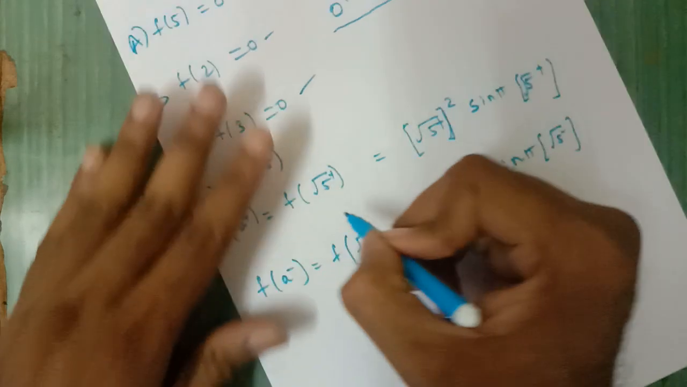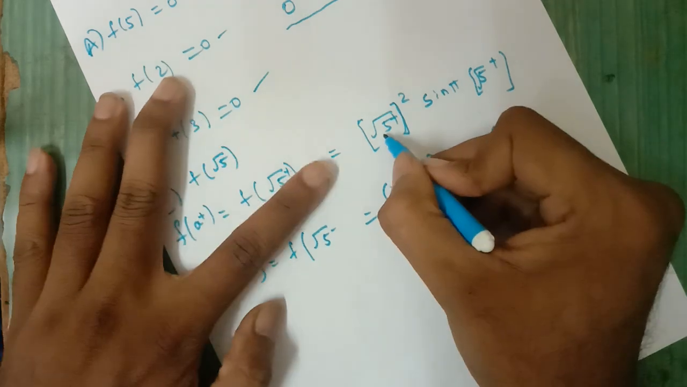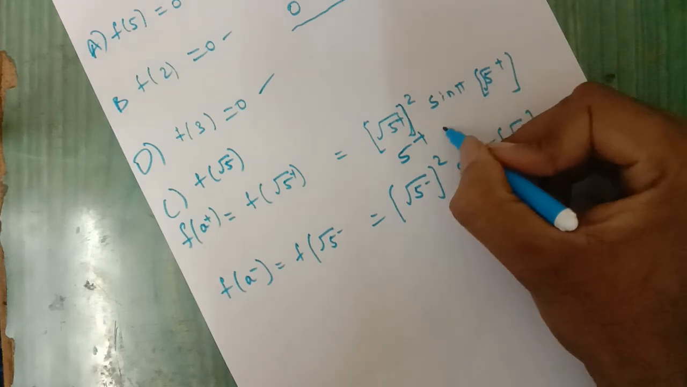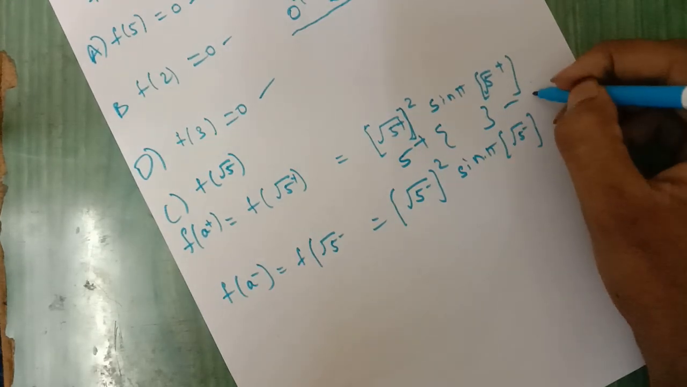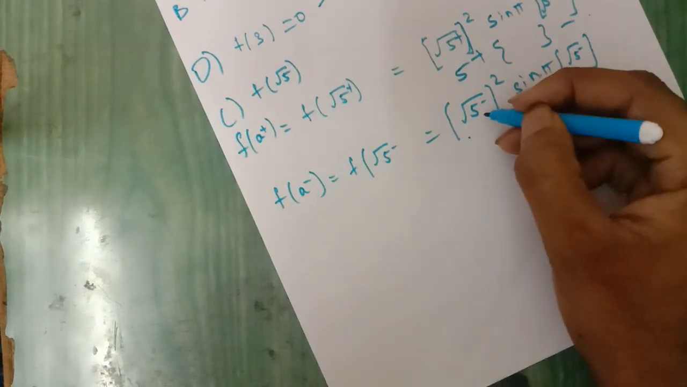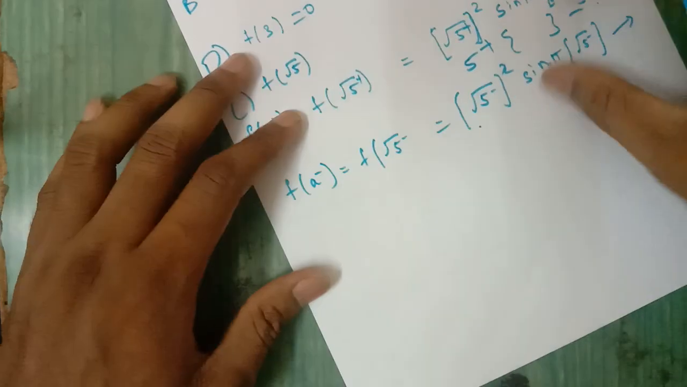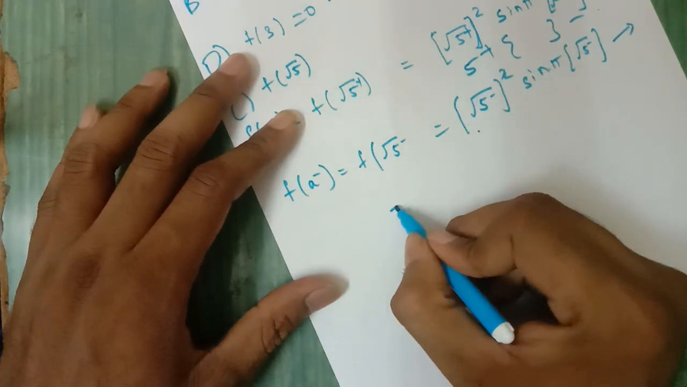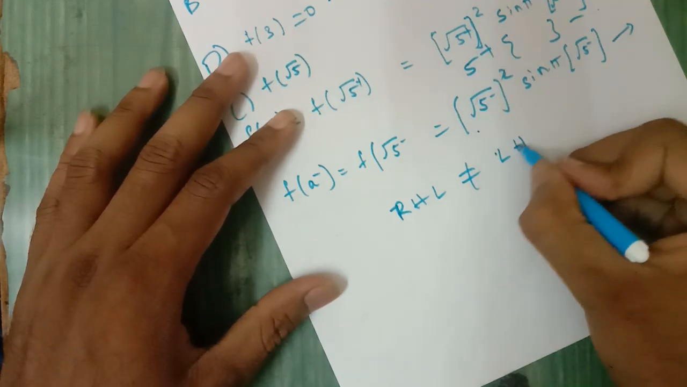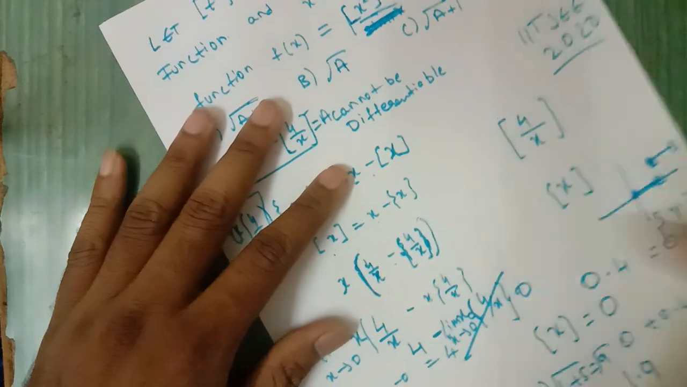For root 5 plus and root 5 minus we have to find out the values, and we are getting some finite value. At root 5 plus, we get the square of root 5 and sin of 5 into root 5, some finite value, and this will be greater than the other value. At root 5 minus, that is minus root 5, squared, and sin of minus root 5, the number will be very different. So the right hand limit is not equal to the left hand limit. So here option C is correct. So option C is correct.